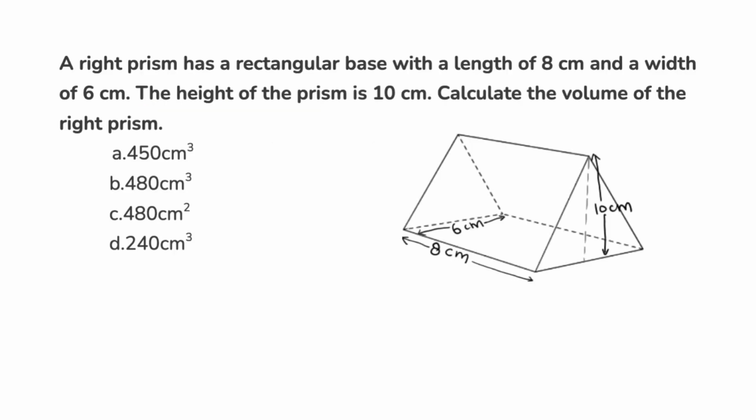Moving on, this problem reads, a right prism has a rectangular base with a length of 8 centimeters and a width of 6 centimeters. The height of the prism is 10 centimeters. Calculate the volume of the right prism. Take a moment, solve this problem, push play when you're ready.